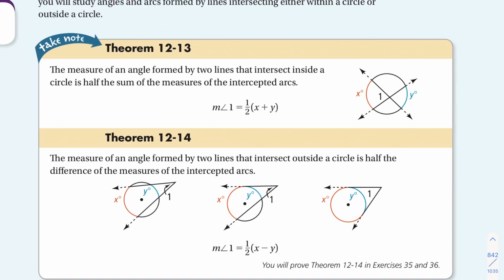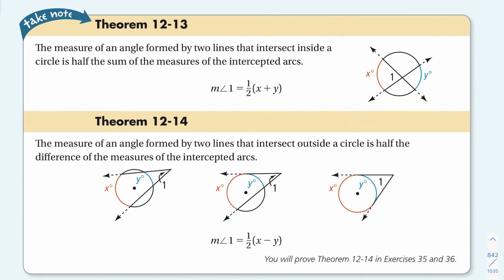Okie doke. So let's talk about our first two theorems and see how they relate to one another. The measure of an angle formed by two lines that intersect inside, right? So let's highlight that guy. Inside a circle is half the sum of the measure of the intercepted arcs. So let's highlight half the sum of the intercepted arcs. So basically it's the average.